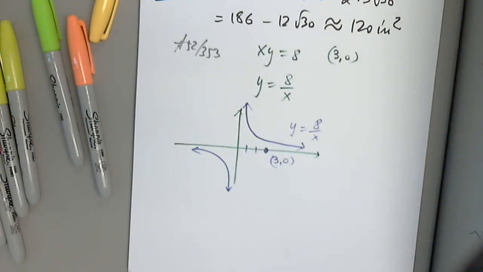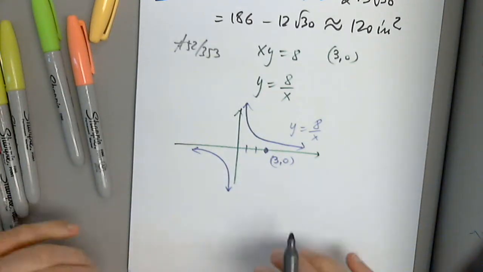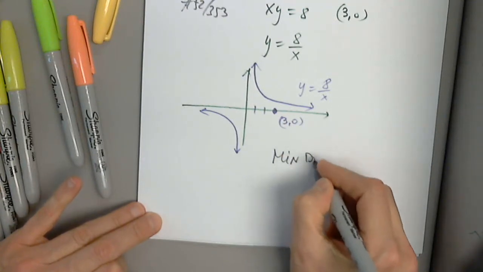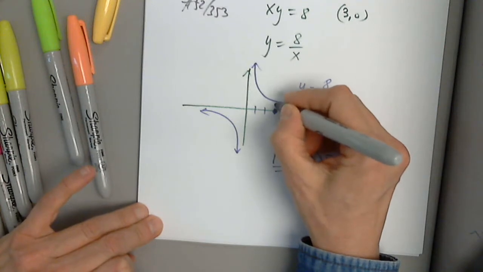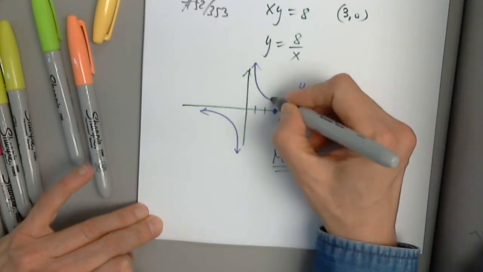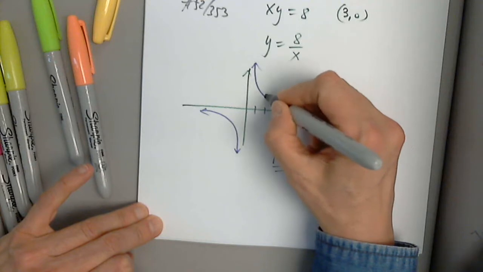We're asked to find the point on the hyperbola y equals 8 over x that is closest to the point 3, 0. So what are we trying to determine? Yes, we're trying to determine the minimum distance. This will be the minimum distance, right? I'm going to say this is whatever point, general point.